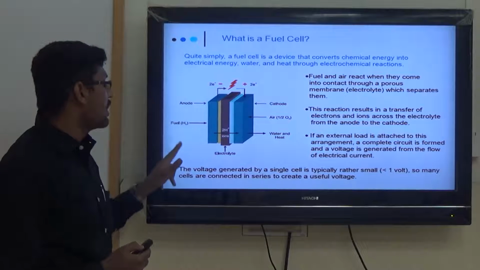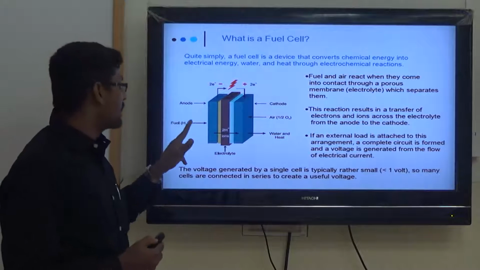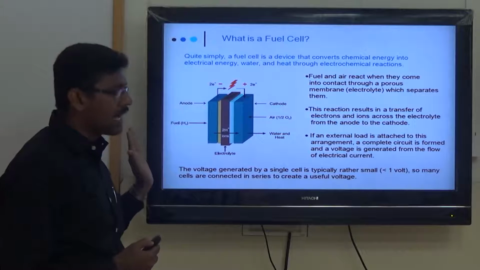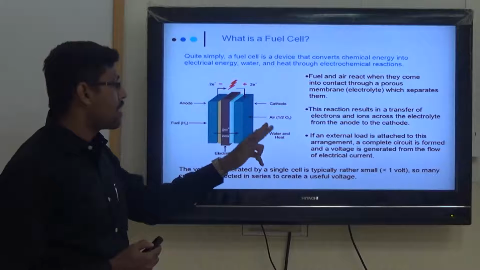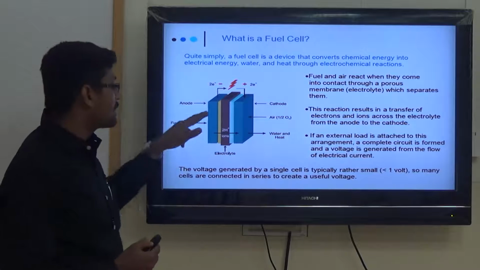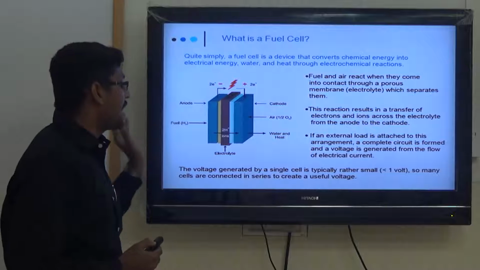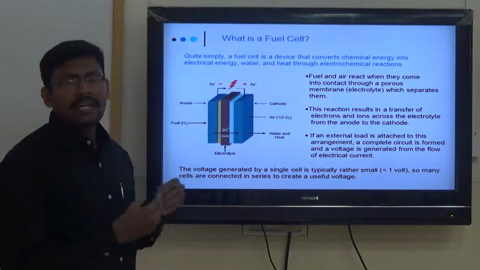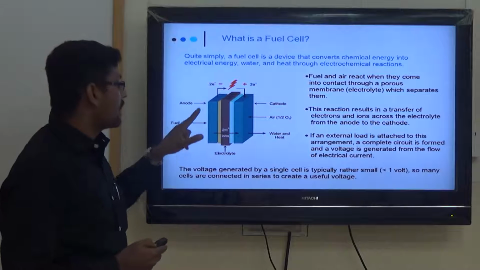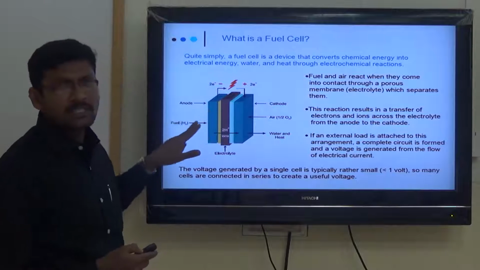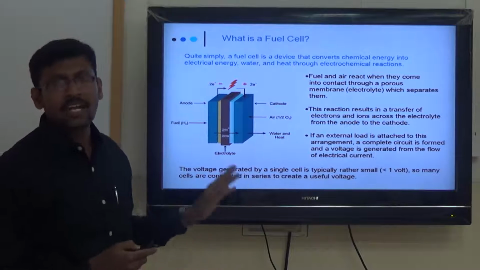On the anode side, the fuel is hydrogen, H2, which will be flowing through the anode side, and on the cathode side, oxygen will be flowing through the cathode side. Here the gas diffusion layer, the GDL layer, will be segregating the gases, and the electrolyte will be acting as a catalyst. From the anode side, H2 will break into 2H plus ions and electrons.